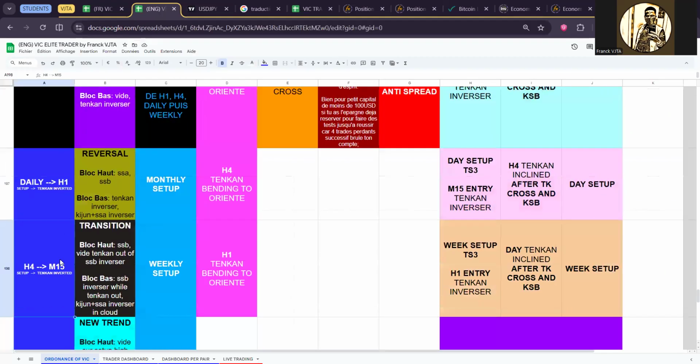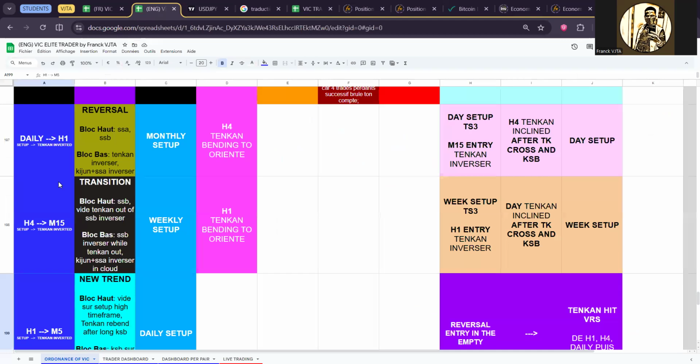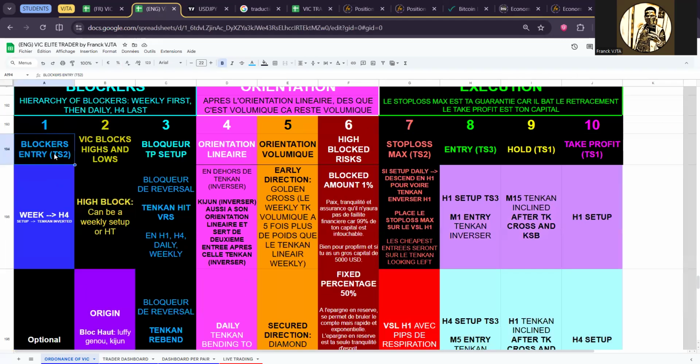Let's not do the next one, those two, because I explained to you the blocker origin. Blocker, that's for the entry, right? Time frame skipping by 2. Let us now look at the Vegeta Ishimoku cycle blocks, the highest blocks and the low blocks.